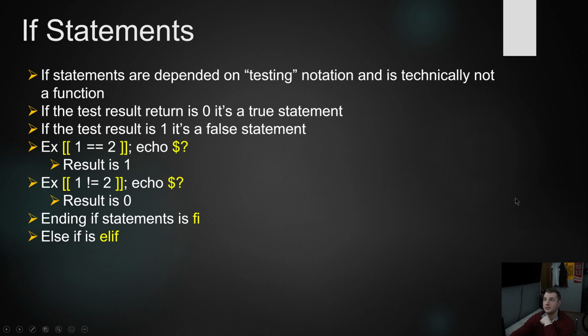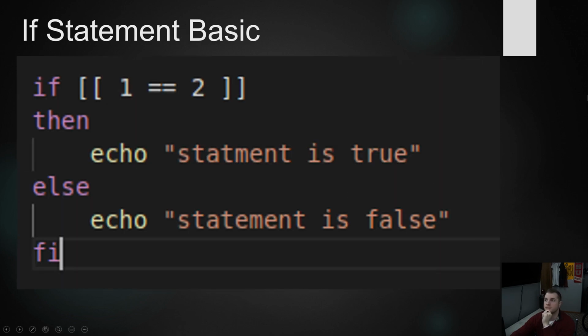Okay, if statements, very similar. We're going to have 2 square brackets for our testing condition. Okay, and then we can echo out the result of that. Same thing here. So here's how that would look. So if 2 square brackets, 1 equals 2, which it does not, it's going to be statement equals false.